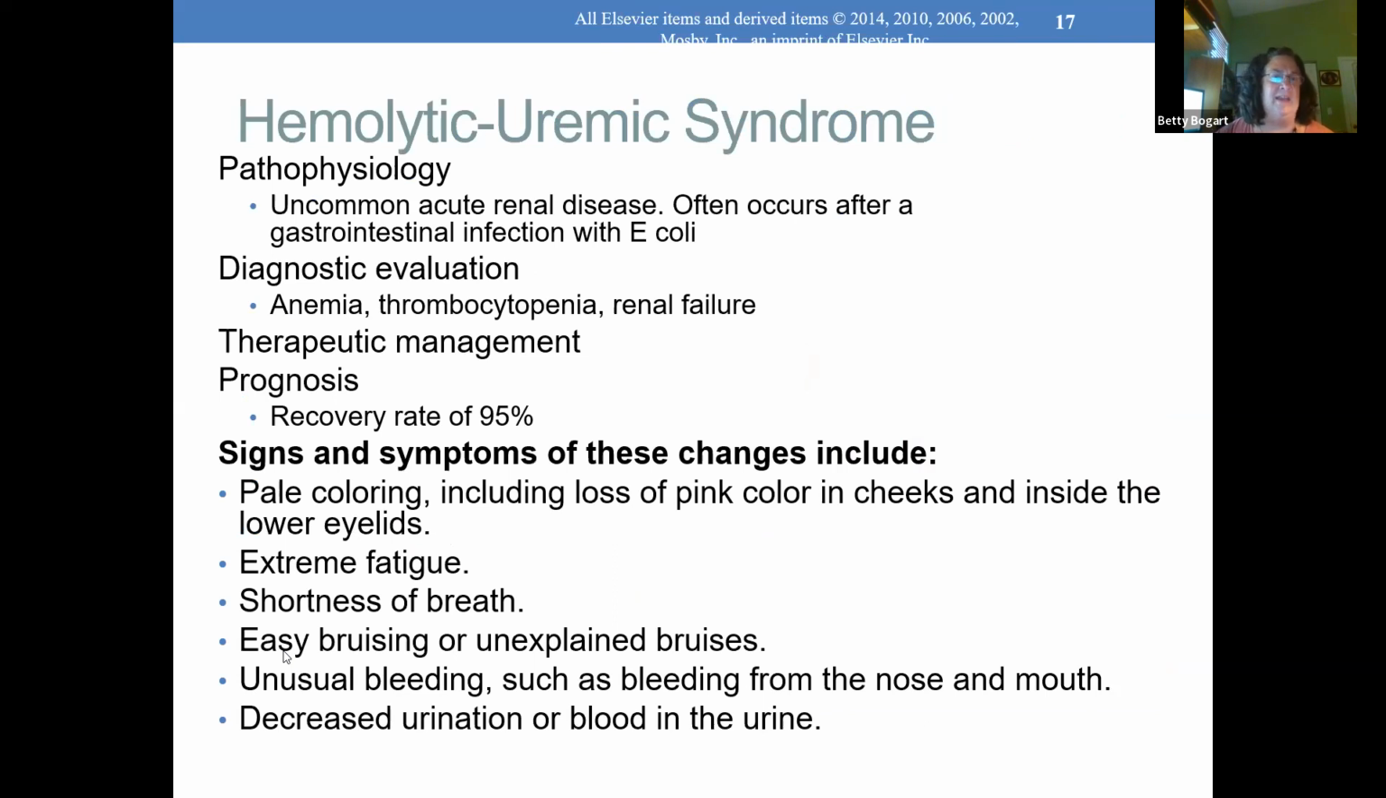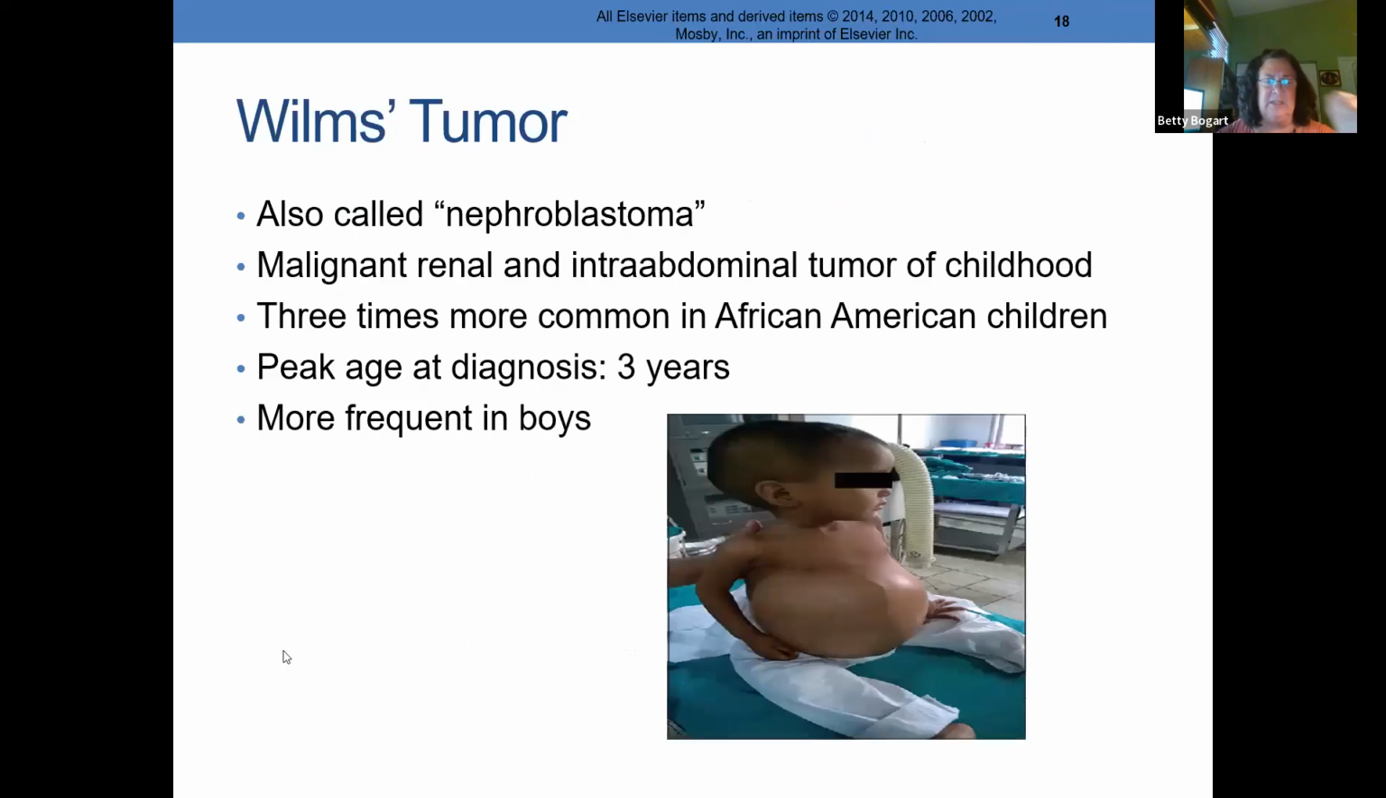Now I put this slide in, hemolytic uremic syndrome. It is something that can occur. It is a kidney disease. It's not that common, but it is one of those conditions where there is anemia with thrombocytopenia, but it's a renal failure. And it has to do with GI and E. coli. And what you see is a child with like a urinary tract infection with blood in the urine. And also you see them with vomiting and diarrhea. So it's one that I mentioned that sometimes you do see that.